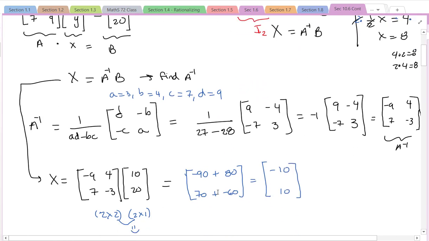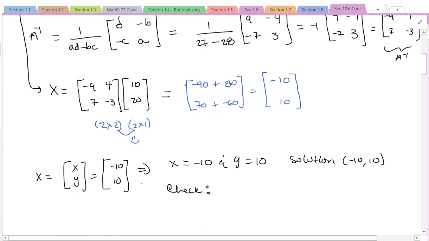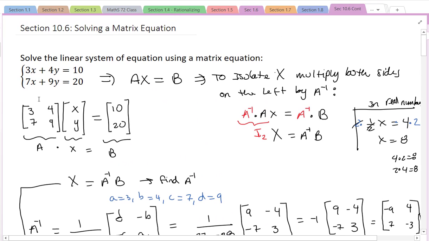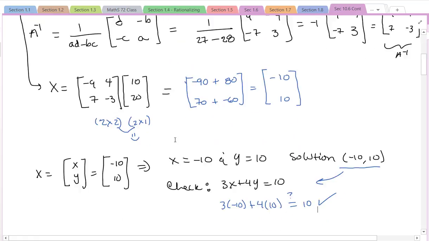So 3x plus 4y equals 10 is the first equation. So let's check it. If x is -10 and y is 10, plugging in this point, I'm going to have 3 times -10 plus 4 times 10. Does that equal 10? -30 plus 40 is 10, yes. And then when you check -10 and 10 in the second one, -70 plus 90 is 20, so that does check.